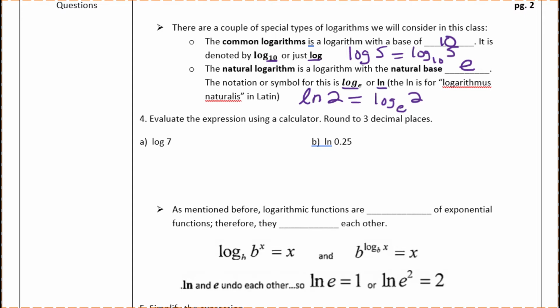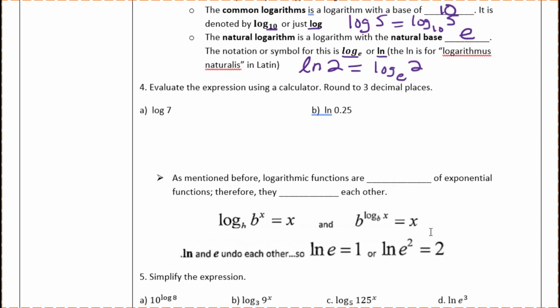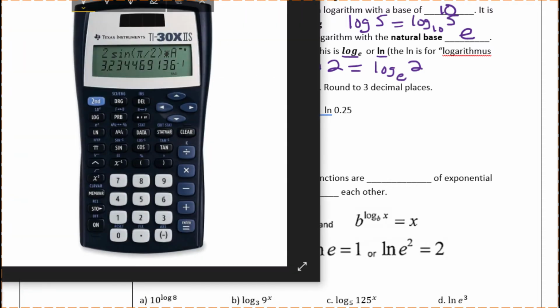So they want you to evaluate this expression using a calculator, and round to 3 decimal places. So this is where we're going to use our calculator. Remember that this log really means log base 10, but we just don't write it generally. So we're just going to plug this into the calculator. I'm going to show you where it is.